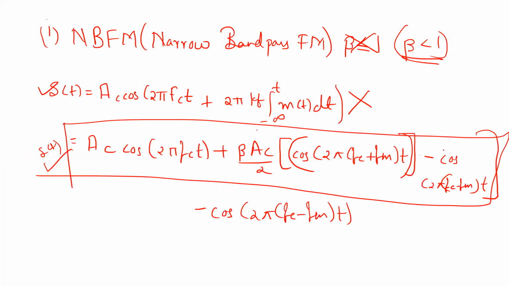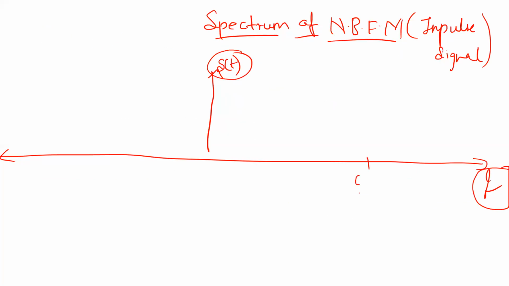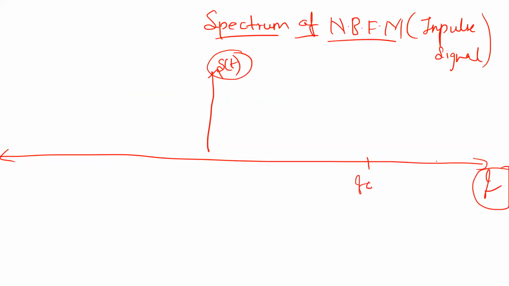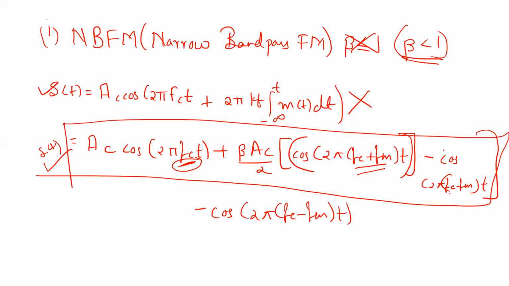Now if you see, there is an fc, right? There is an fc. I'll just mark fc over here. What is this, Jerry? Plus fm. Yeah, I'll write it here. Correct, it's plus. What is this, Jerry? Minus fm.